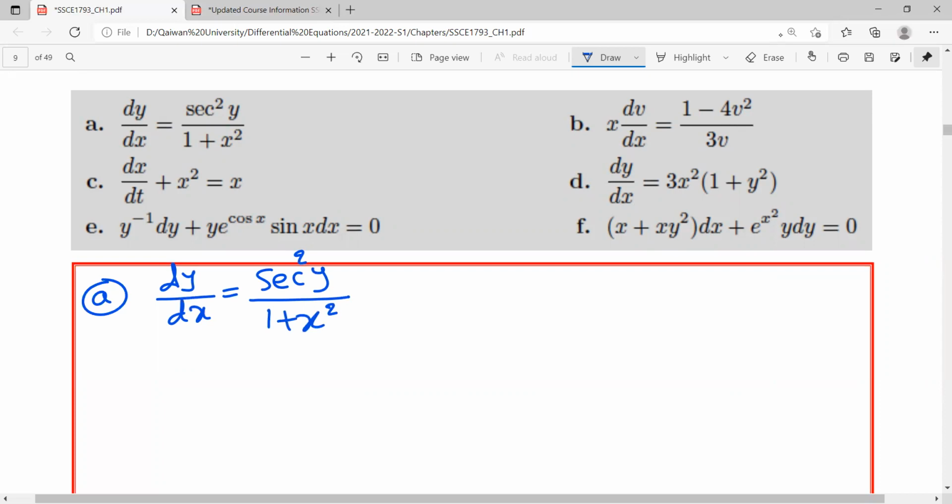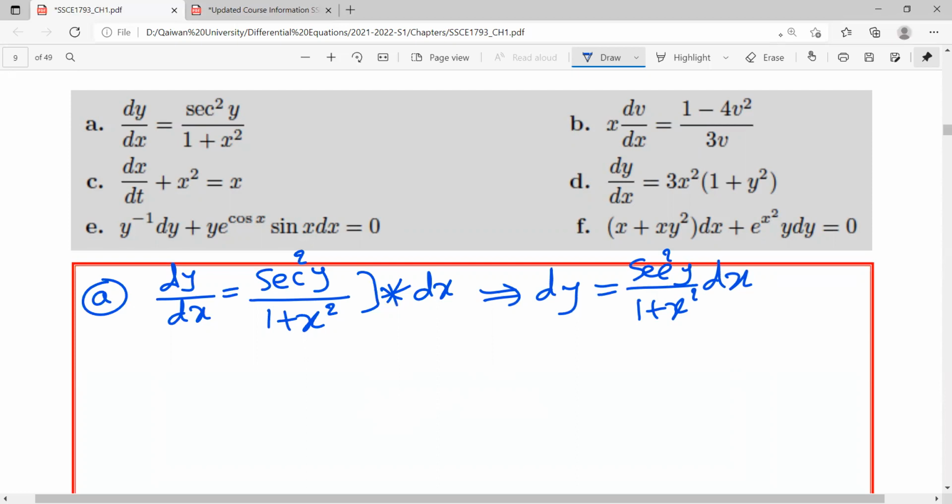First of all, we should multiply both sides by dx. If we have dy over dx, we must multiply both sides by dx first. What do we get? We get dy equals secant squared of y by 1 plus x squared dx. We just multiplied both sides by dx.